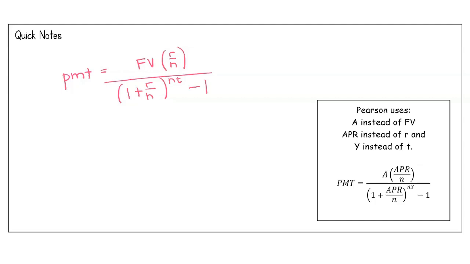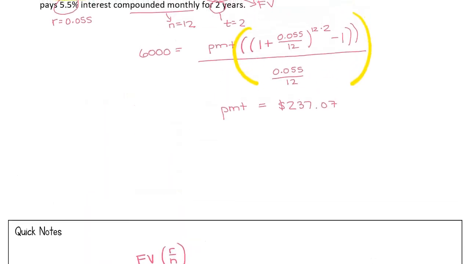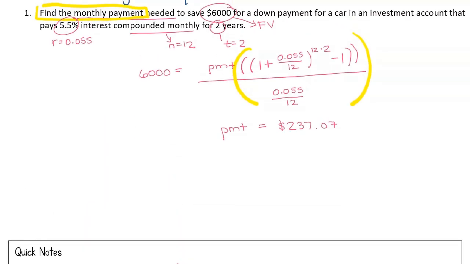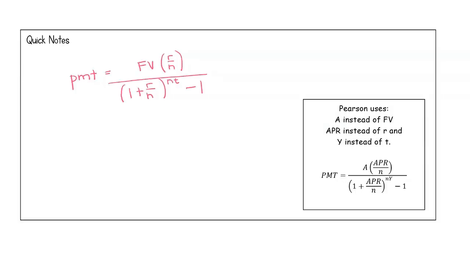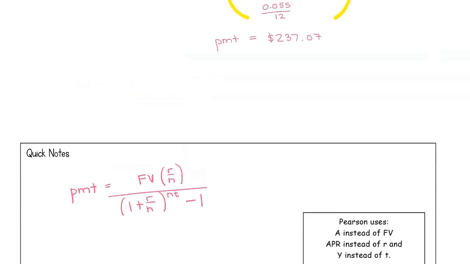This is the same formula we used up here, except we're solving for a different variable. In the formula up here, when we used it in the previous video, we were solving for FV. Down here, we're solving for payment. They're the same formula. They are used in the same types of problems. It just depends on what we're solving for. So let's redo that problem using this formula.